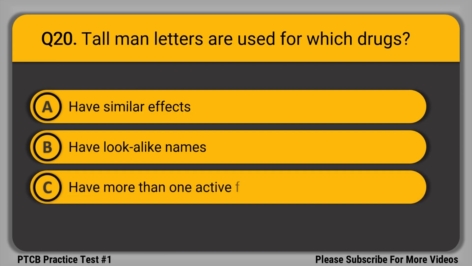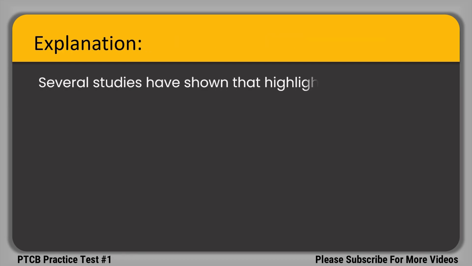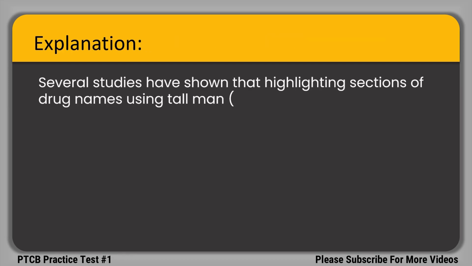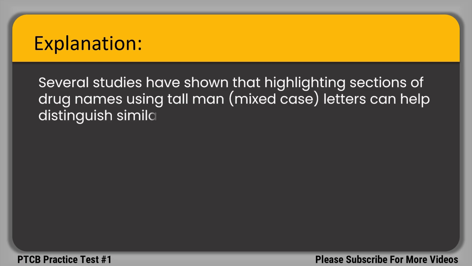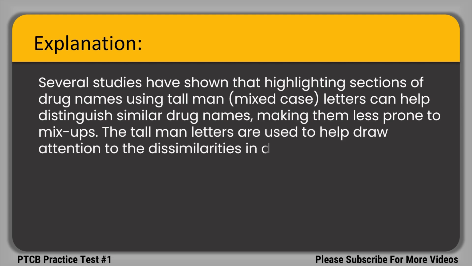A. Have similar effects. B. Have look-alike names. C. Have more than one active form. D. Are on the DEA Schedule I drug list. B. Have look-alike names. Several studies have shown that highlighting sections of drug names using Tallman mixed case letters can help distinguish similar drug names, making them less prone to mix-ups.